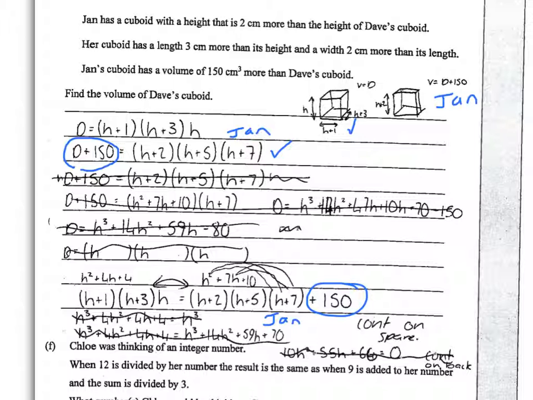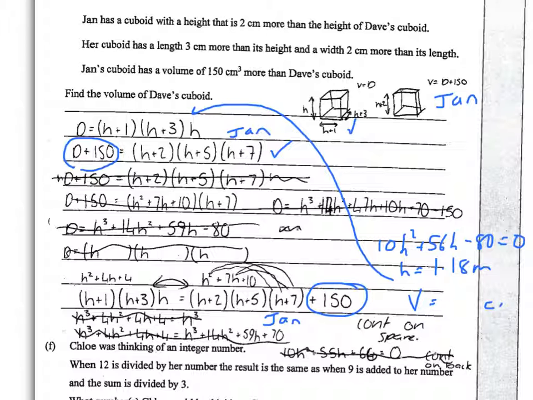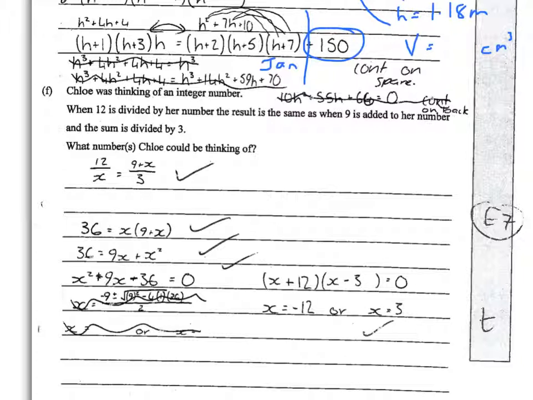You'll end up with 10h squared plus 56h minus 80 equals 0. And then you can put it into equation solver, and I think h equals a height of 1.18 meters, and then once you find that, you'll need to put it back into, we're working out the volume of Dave's, so you'll have to put it back in up here for Dave's cuboid, with that h, and come up with a volume equals in centimeters cubed. Okay, we're good here. That was fine, that page.